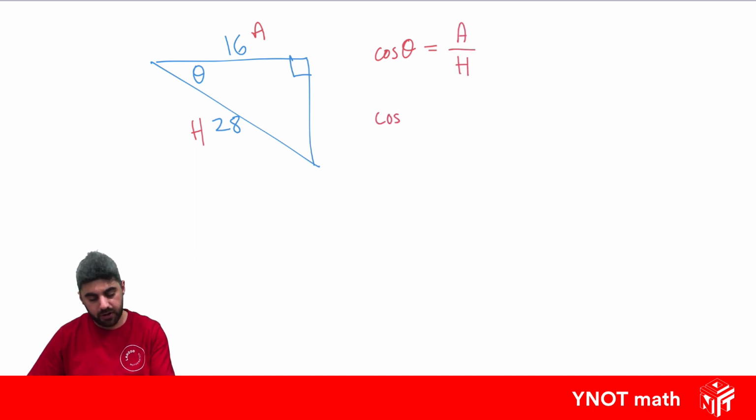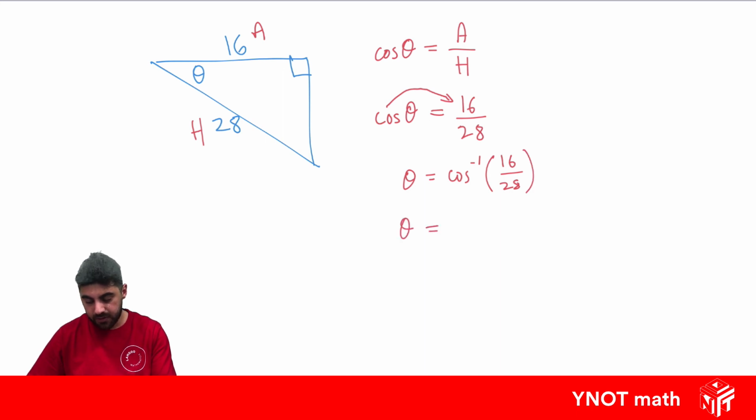Let's put in everything we know. We don't know our angle, so it stays as theta. The adjacent side is 16. Our hypotenuse is 28. We're going to move cos over there because we want to figure out what theta is, and it becomes the inverse cos of 16 over 28. Using our calculator, we get 55 degrees to the nearest degree.